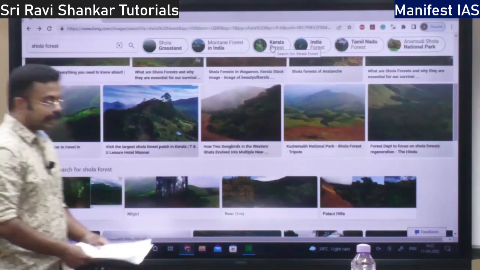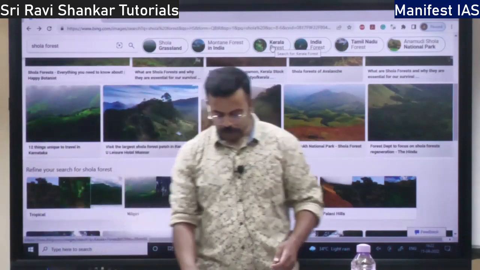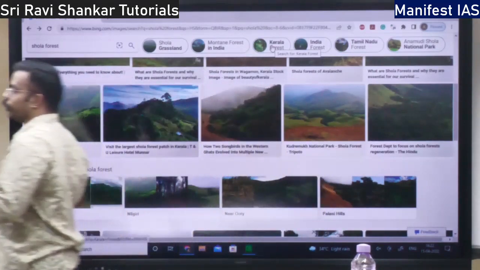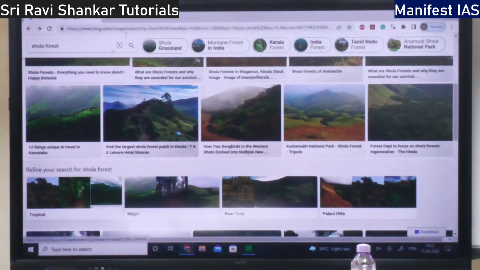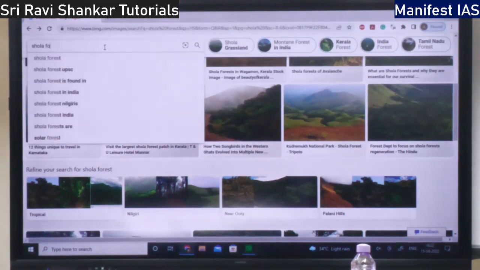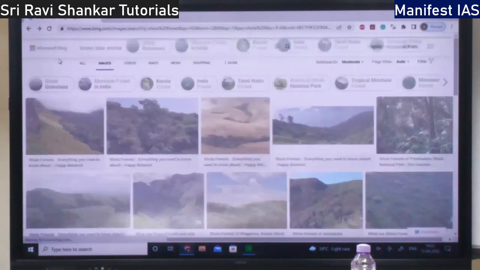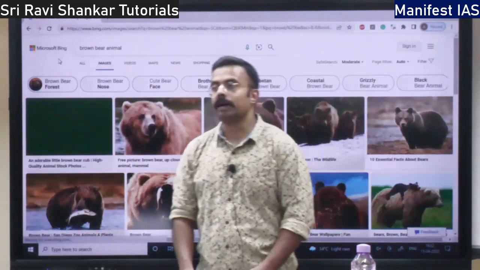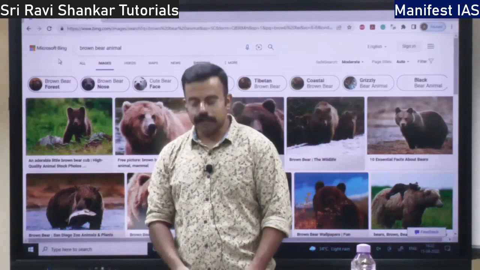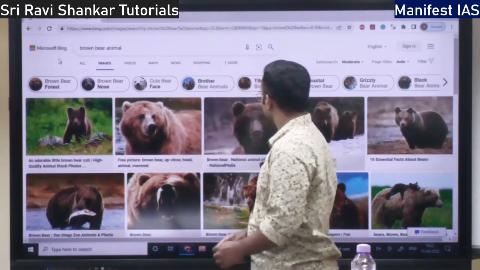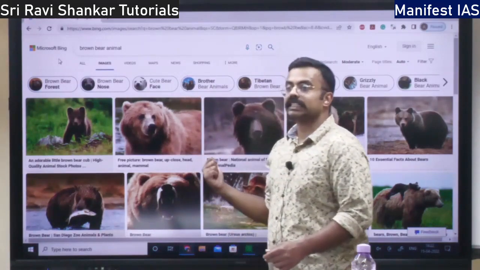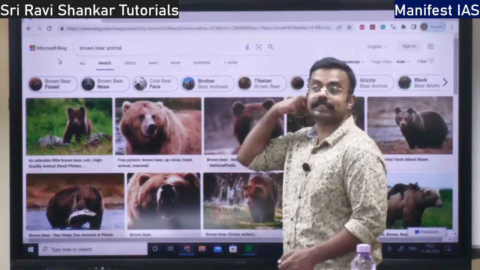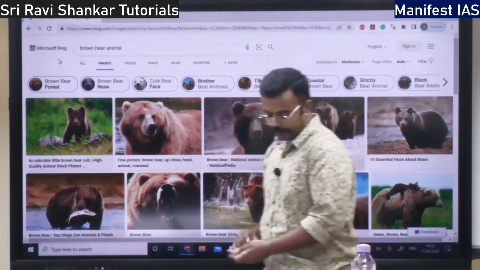Next one is brown bear. For all critically endangered, I am going to show you the images, not the endangered ones. Critically endangered brown bear. This is a critically endangered animal. You will find it in the Himalayan region, and they live in the rainforest. Critically endangered means what? Less than 50 living species. I told you the criteria.